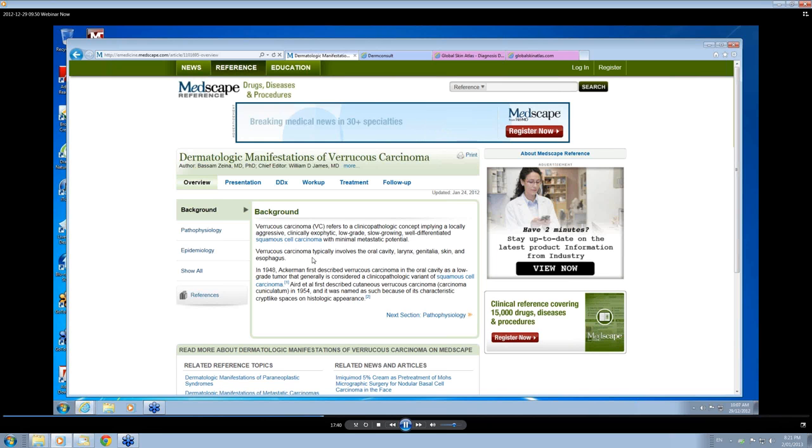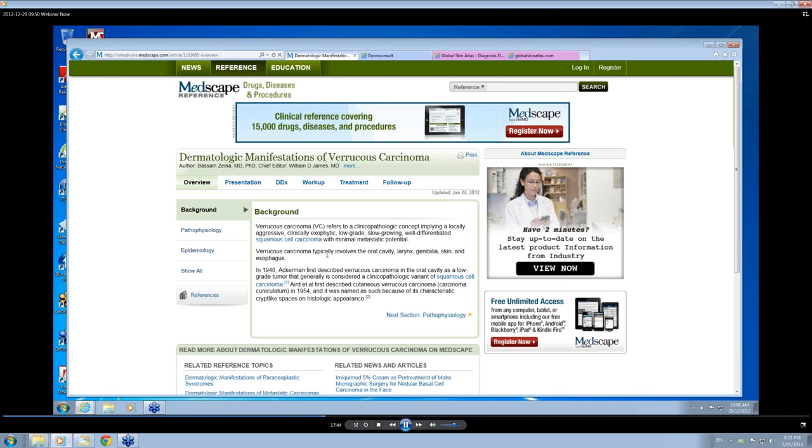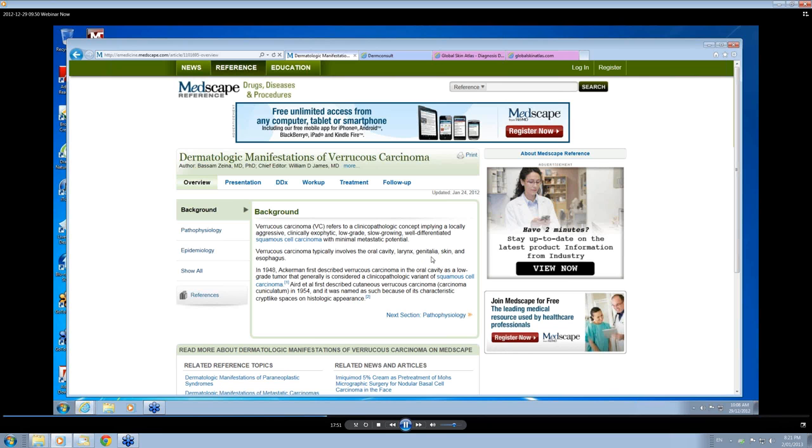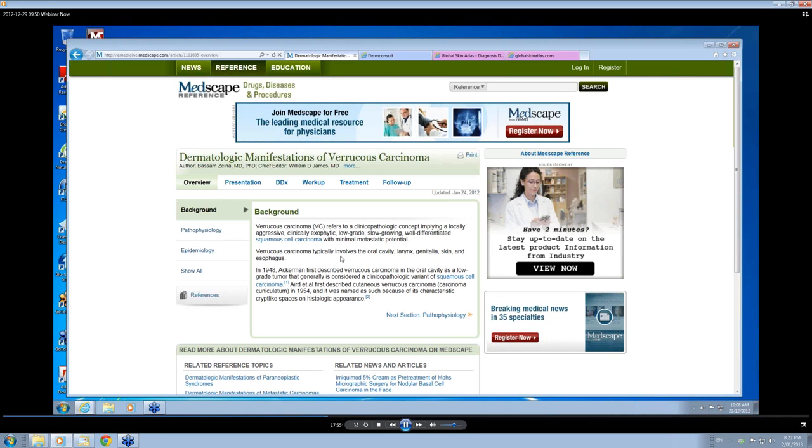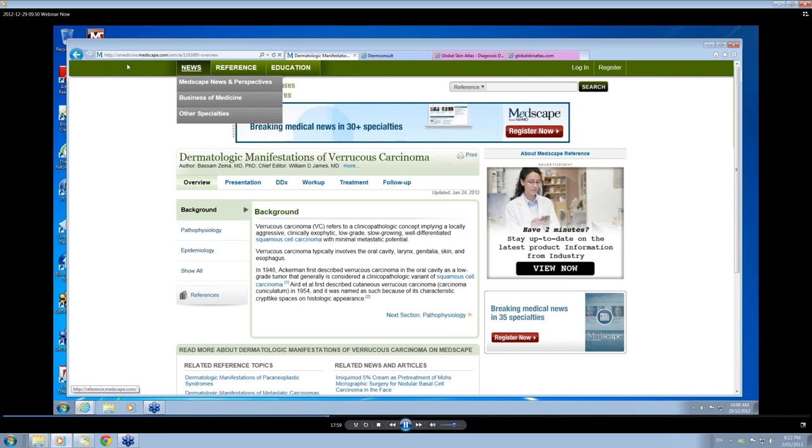Yeah, the other thing about this, I've said epithelioma cuniculatum is the name given to verrucous carcinoma when it involves the sole of the foot, but it can also involve the oral cavity, the larynx, the genitalia, and the esophagus. So perhaps have a little look at that in your own time.